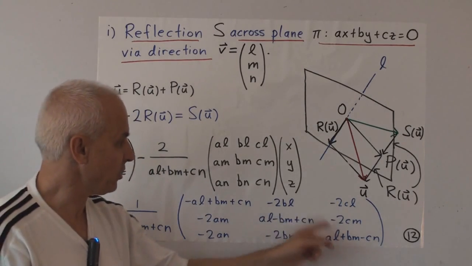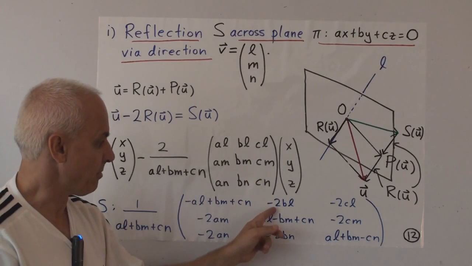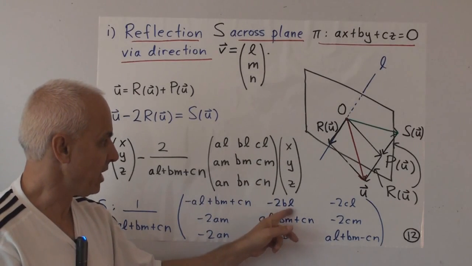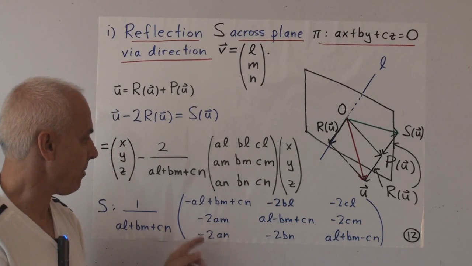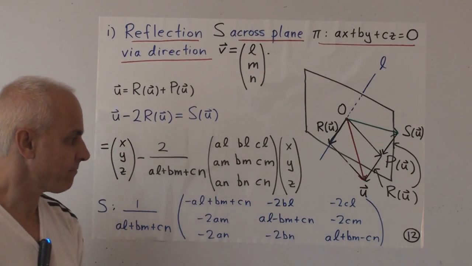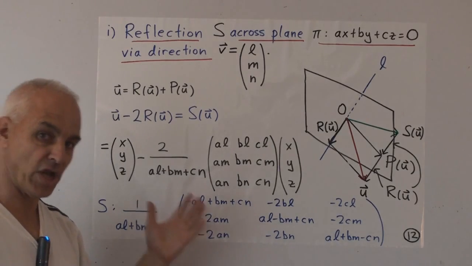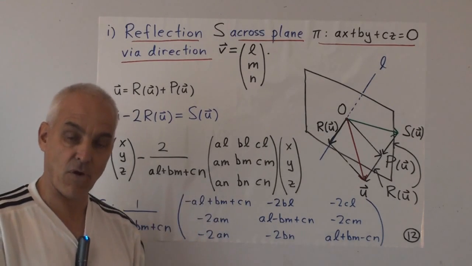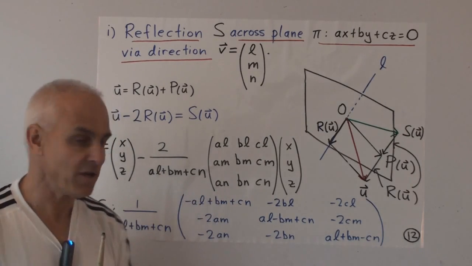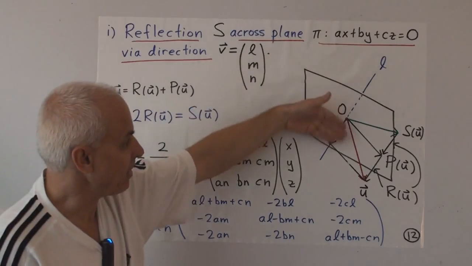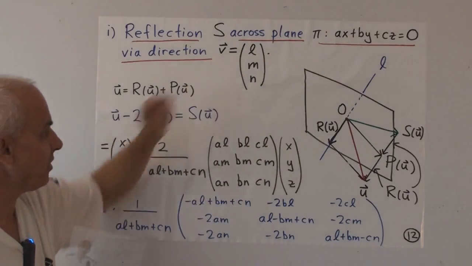And here, these entries here look just like the entries here, except there's a minus 2 in front of each of them. Minus 2BL, minus 2CL, minus 2CM, minus 2BN, minus 2AM, minus 2AN. So that is a general expression for a generalized reflection, not necessarily perpendicular reflection. Reflection in the plane pi in the direction phi.